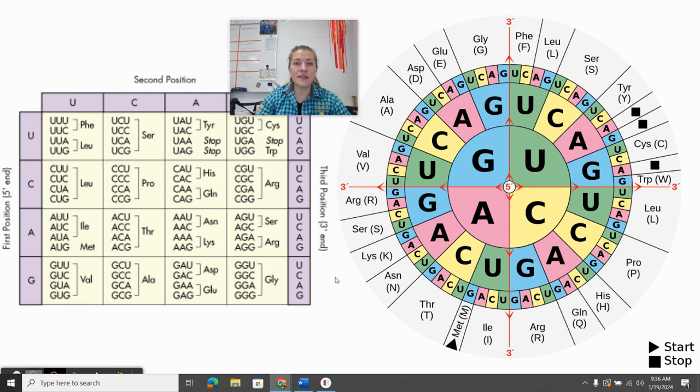So I hope this helps. A little bit of background information on how we get from DNA to protein. We will be doing a lot of practice with this, and you guys will get very, very good at it. I absolutely promise.